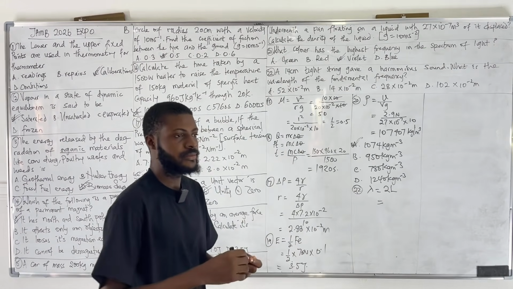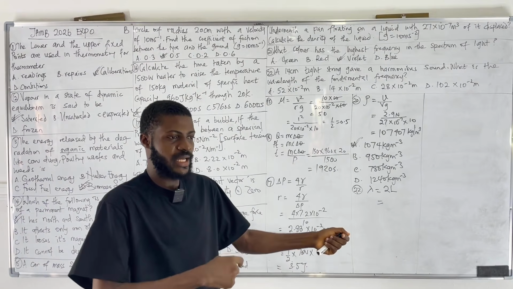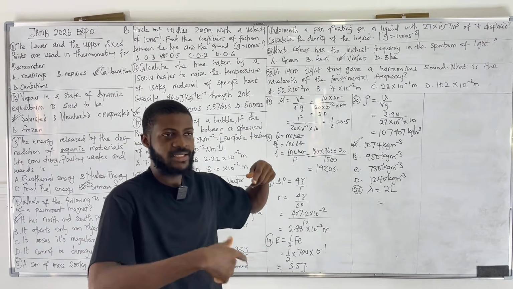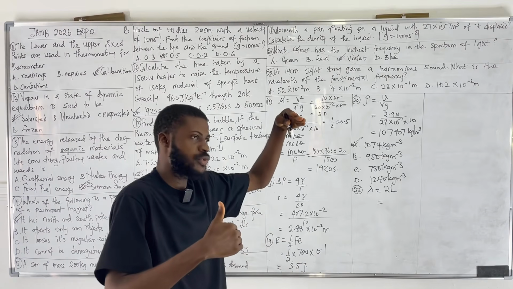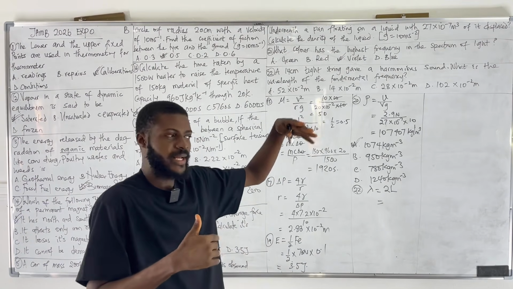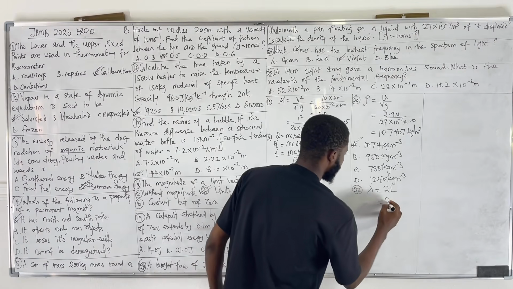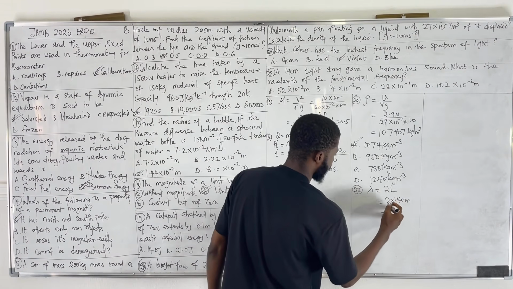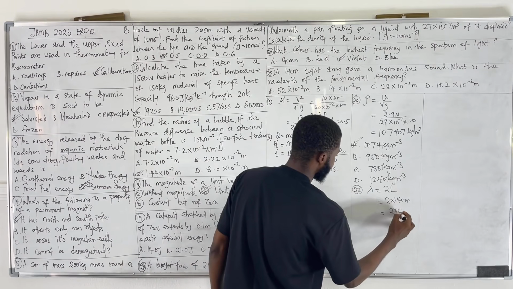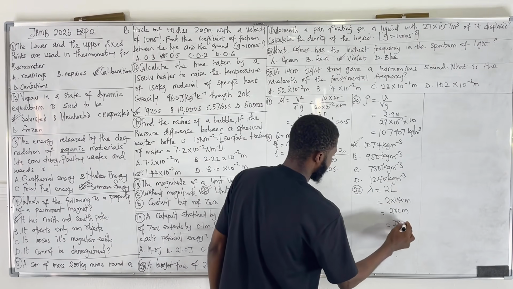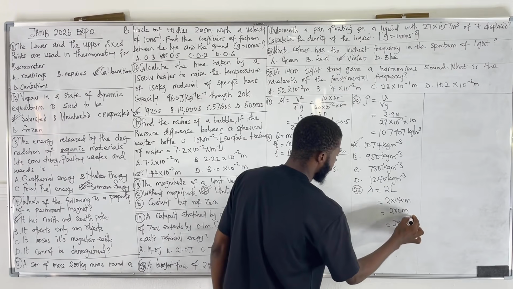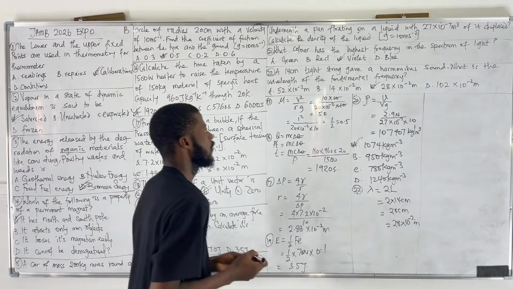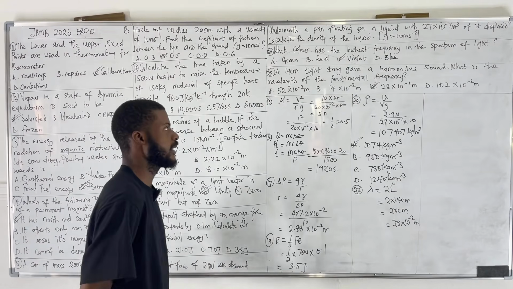When you give a harmonious sound, you're basically going up and down. Remember what a wavelength is, the distance between either two troughs or crests. So this will be 2 times 14 cm, which is 28 cm. So this will be 28 times 10 to the power of minus 2, and the answer is going to be C.